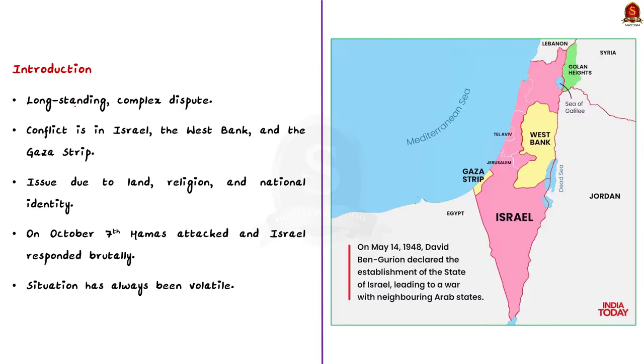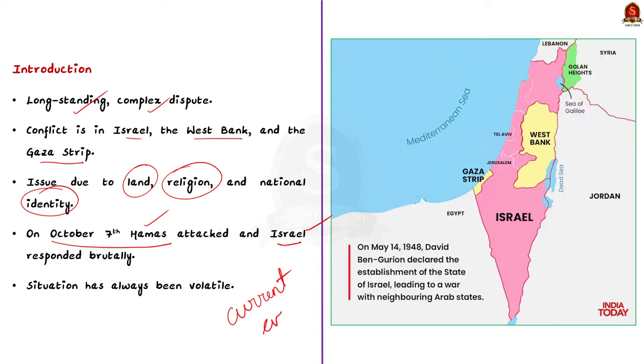You can write that the Israel-Palestine conflict is a long-standing complex dispute around present-day Israel, West Bank and Gaza Strip. You can also mention that the issue is primarily centered around land, religion and national identity. It involves competing claims for the same territory. And finally, you can also mention that the Israel-Palestine conflict has led to frequent tensions and violence. For example, the October 7th attack by Hamas and the brutal response by the Israel army highlight the volatile situation in the region. So by linking the current events in your answer, you can give a better introduction.